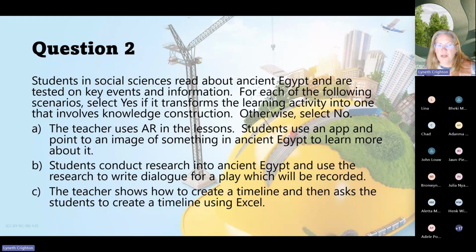Then the last one, a teacher shows how to create a timeline and then asks the students to create a timeline using Excel. Do you think that's knowledge construction? Thumbs up, or the wow face if it's not? Okay, yes, all they're doing is representing something you've taught them, something that they could get in a book. So that's the kind of questions they ask.